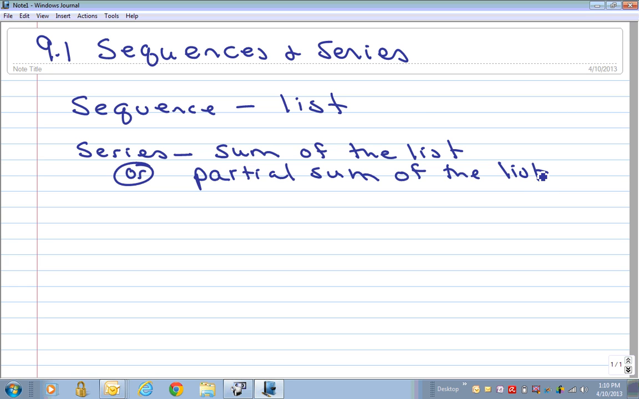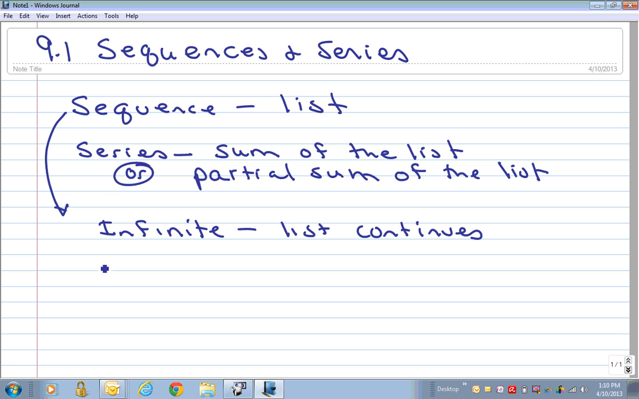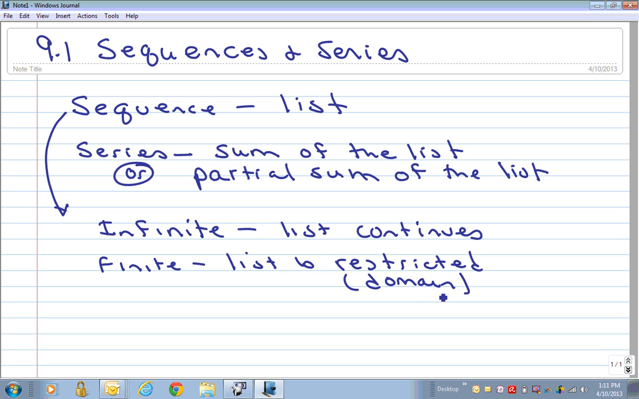We have both infinite and finite sequences. If we have an infinite sequence, it would mean that the list continues. And if we have a finite sequence, that would mean the list is restricted. In other words, the domain of the list is restricted. All right, let's move on.